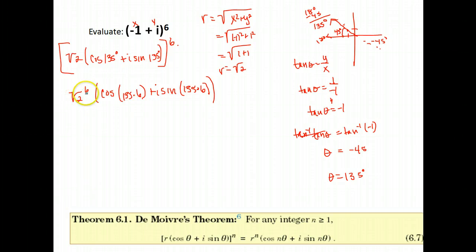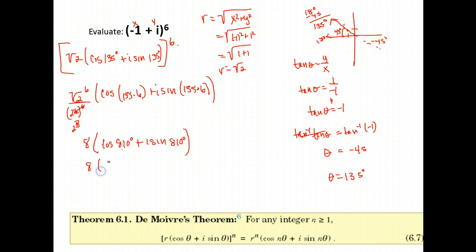Okay. Root 2 to the 6th power, you can go ahead and calculate that on your calculator, and it should give you 8, because really this is 2 to the 1/2 power. If you raise that to the 6th power, you get 2 to the 3rd, or 8, which again, you can just use your calculator to calculate that number. Okay, here I get the cosine of 135 times 6 is 810 degrees, plus i sine 810 degrees. And I'm just going to do a quick check to see if that might be one of my exact value numbers. And when I do the cosine of 810, I get 0.